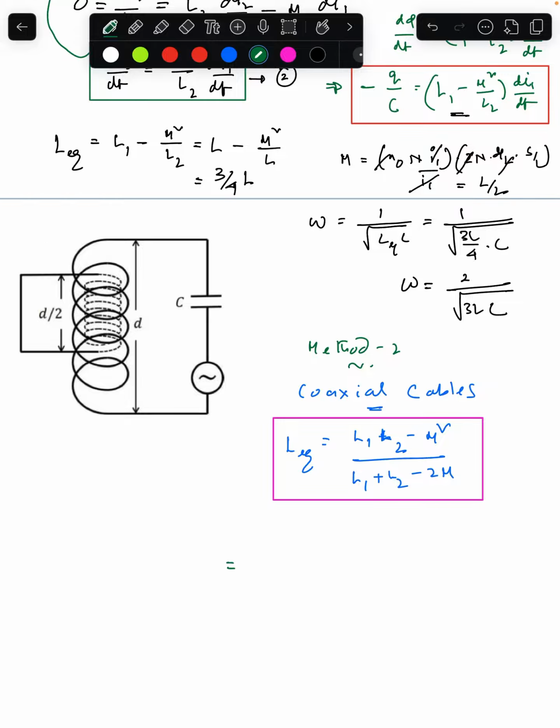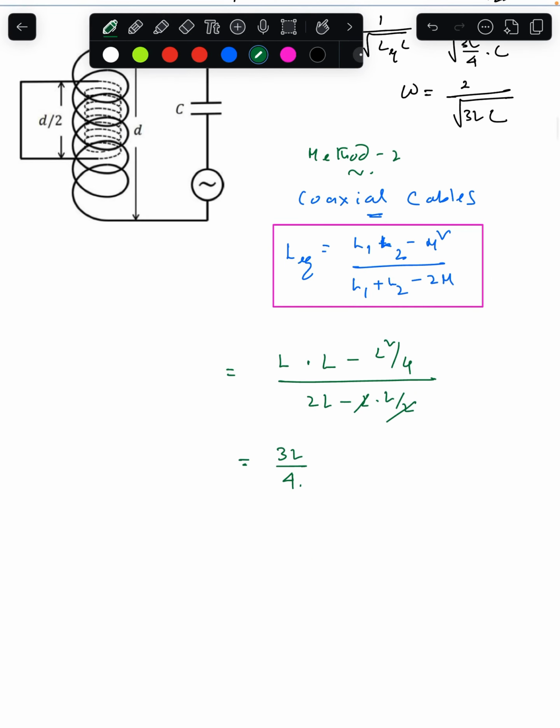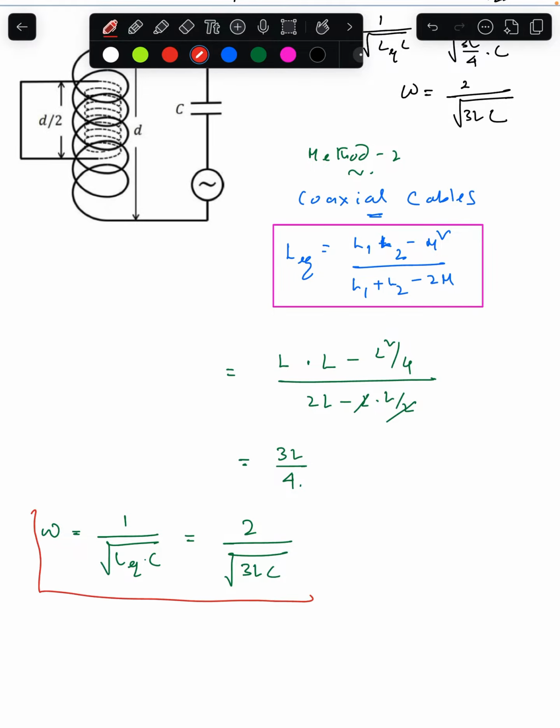Now look, L1 we got L, L2 also we got L, m is equal to L by 2, so the numerator becomes L square by 4. Sorry, this is multiplication over here, divided by L1 plus L2 becomes 2L minus 2 into L by 2. So here also it becomes 3L by 4. Once you get 3L by 4, omega is equal to, as I have said, 1 by under root of L equivalent into C. So the answer becomes 2 by under root of 3LC. That's how this is useful. If you can remember this formula, then it will really make your job very easy. Correct? So this is our method 2.